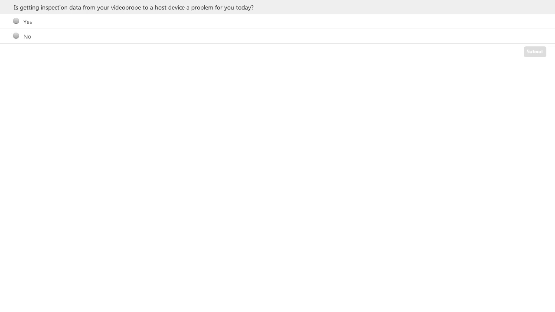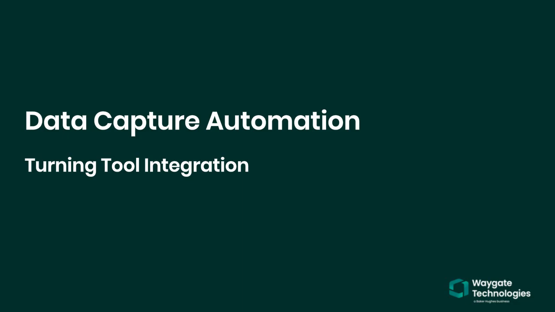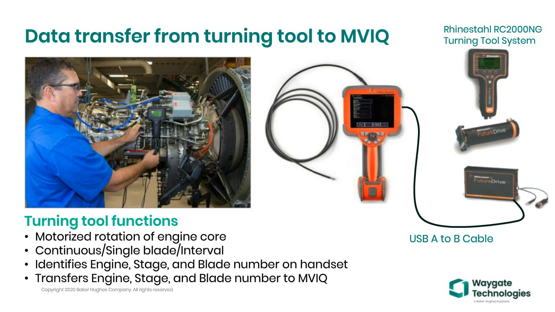The next few slides deal with the new connectivity feature of the MVIQ, which allows for a more efficient and accurate collection of inspection data when an engine turning tool is used during a Borescope inspection. This new connectivity feature allows it to communicate with a Reinstall turning tool in order to obtain engine model number and type, engine stage number, and blade number information.